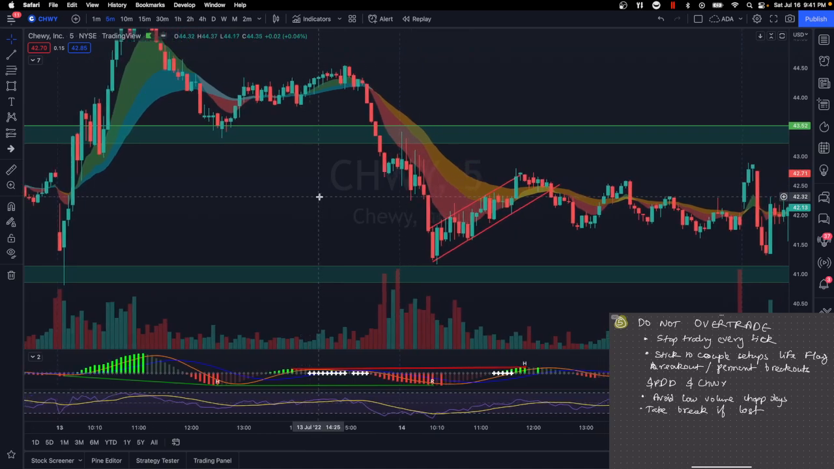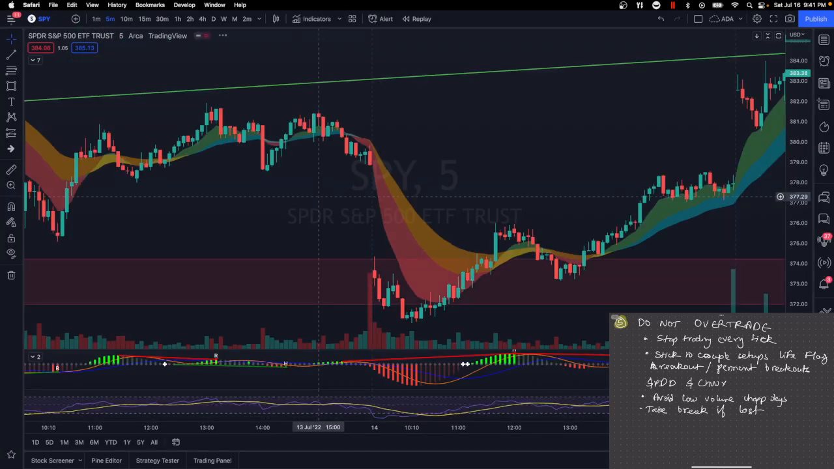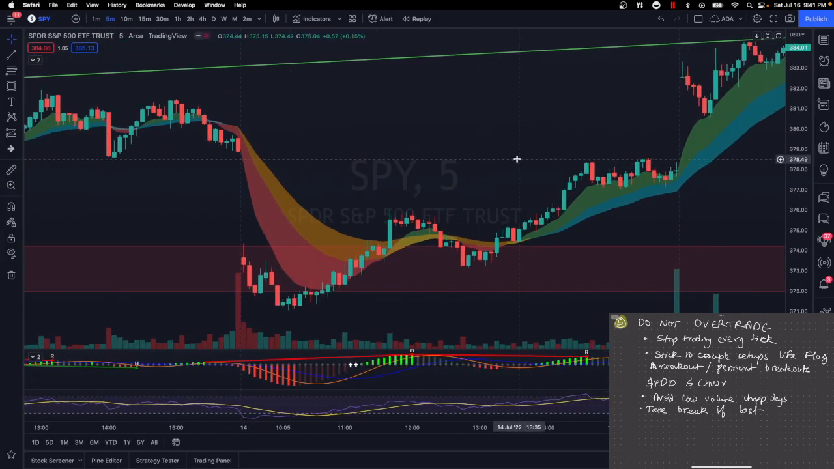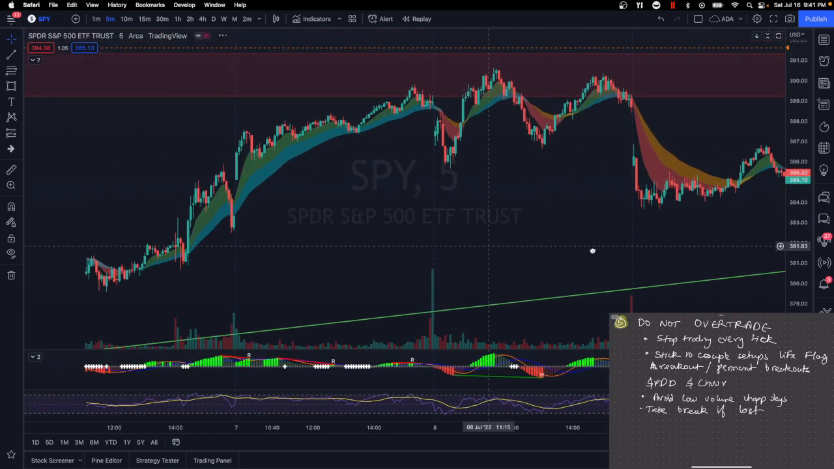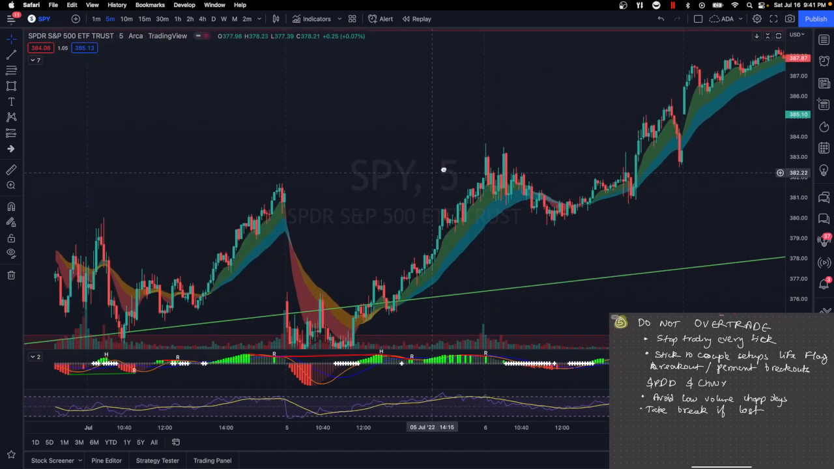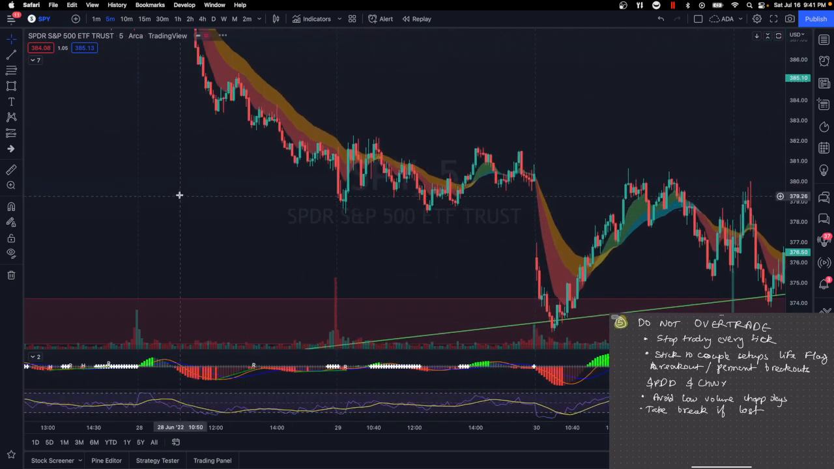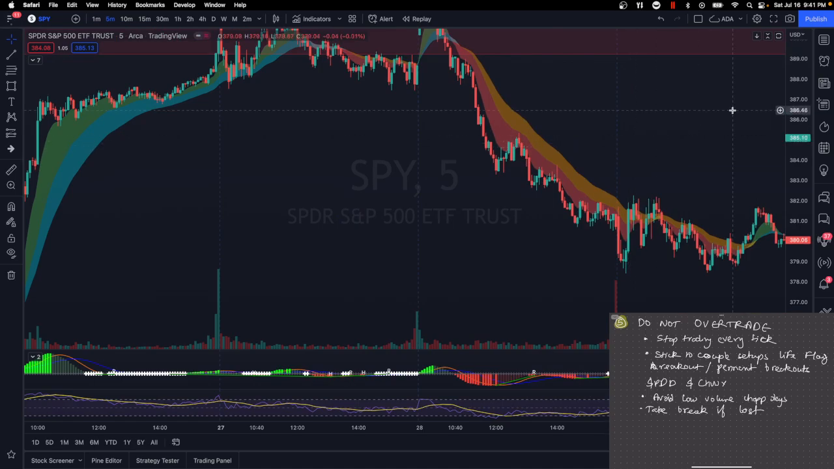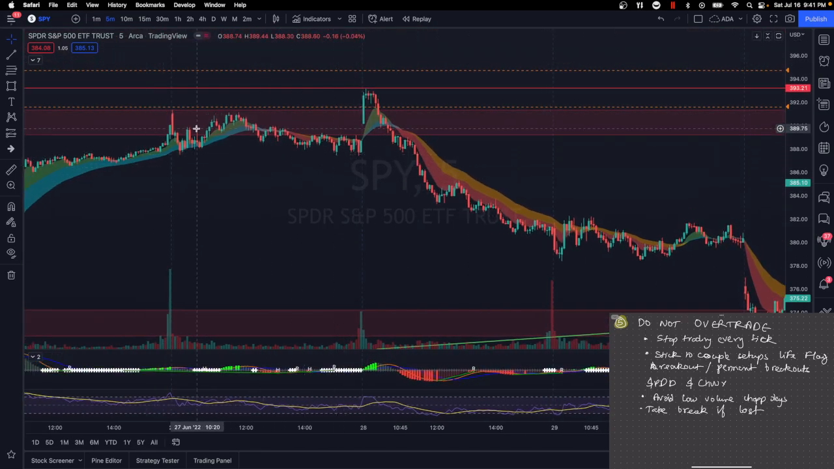Let's look at another example. This one would be, let's say, SPY right here, on a higher time frame. Let's go back a couple of days. I had a decent trade on SPY, so I'm going to find that one. Yeah, so right here.